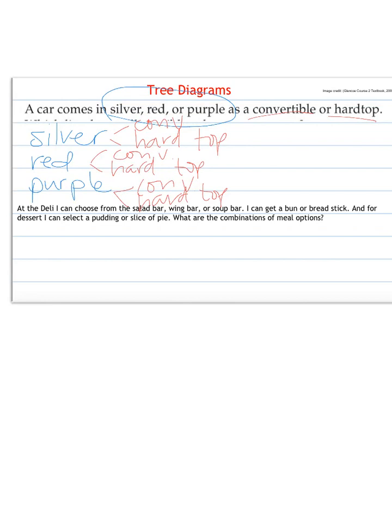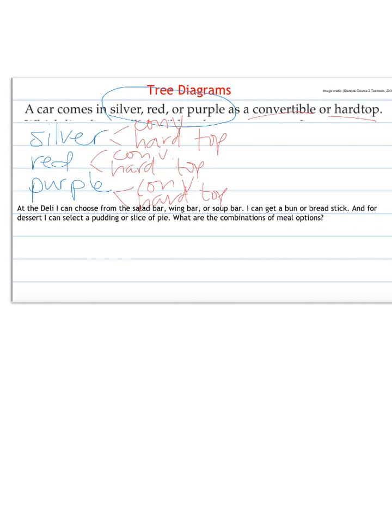Okay. Next one, at the deli, I can choose from the salad bar, wing bar, or soup bar. I can get a bun or breadstick. And for dessert, I can select a pudding or slice of pie. What are the combinations of meal options? So we are going to make a tree diagram for this.